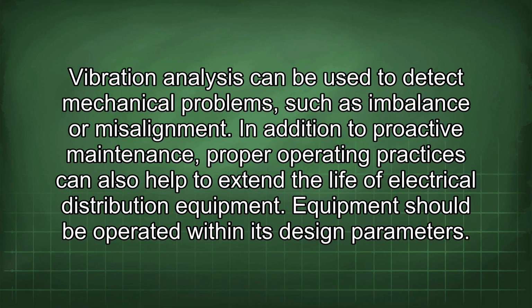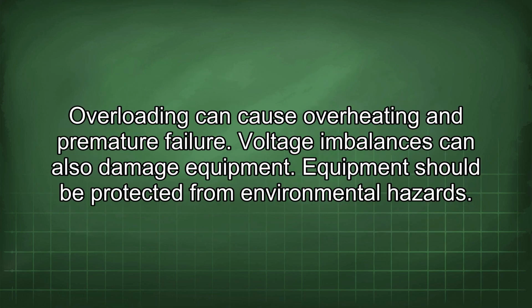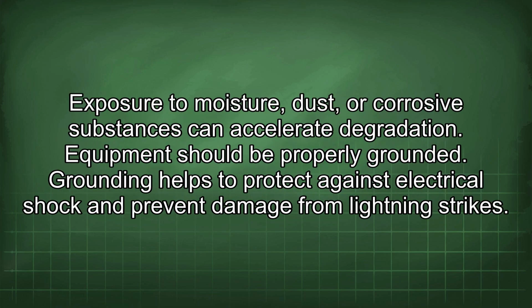In addition to proactive maintenance, proper operating practices can also help to extend the life of electrical distribution equipment. Equipment should be operated within its design parameters. Overloading can cause overheating and premature failure. Voltage imbalances can also damage equipment. Equipment should be protected from environmental hazards. Exposure to moisture, dust, or corrosive substances can accelerate degradation.